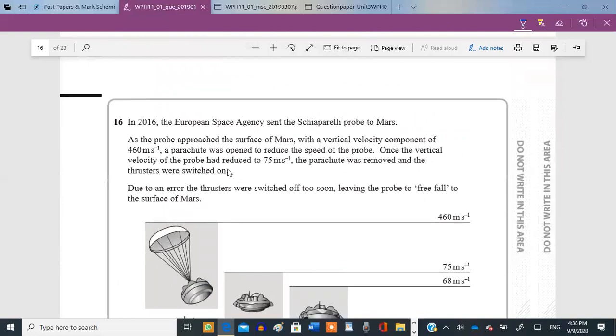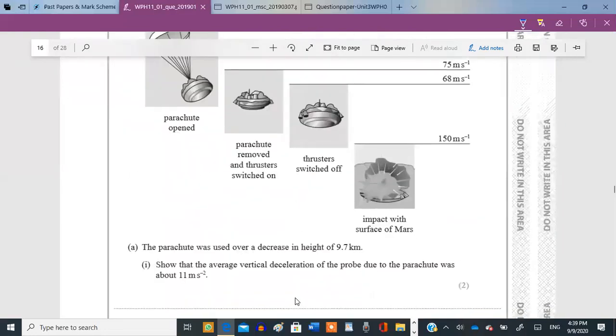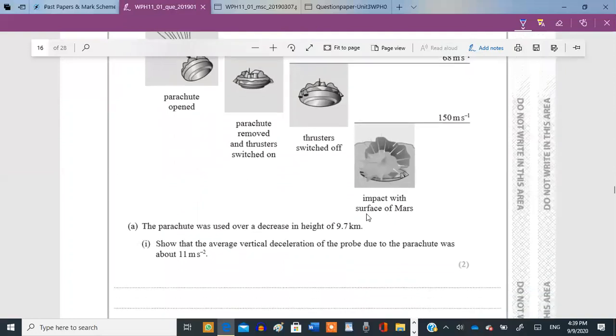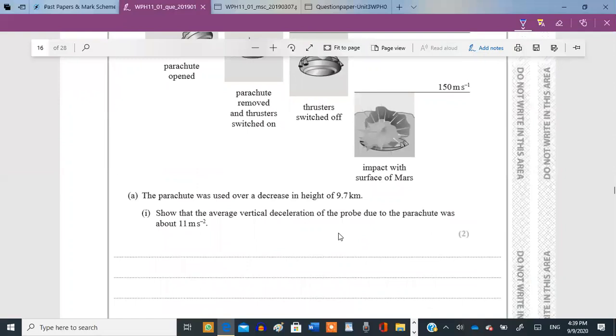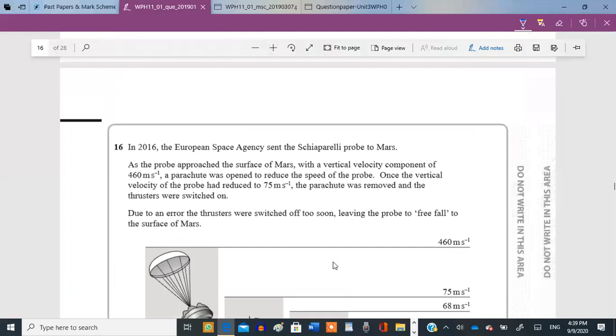Once the vertical velocity of the probe has reduced to 75 meters per second, a parachute was removed and the thrusters were switched on. Due to an error, the thrusters were switched off too soon, leaving the probe to free fall to the surface of Mars, impact with the surface, and then it crashes. Then the parachute was used over a decrease in height of 9.7 kilometers. Show that the average vertical deceleration of the probe due to the parachute was about 11 meters per second squared. Okay, so you can do this easily.